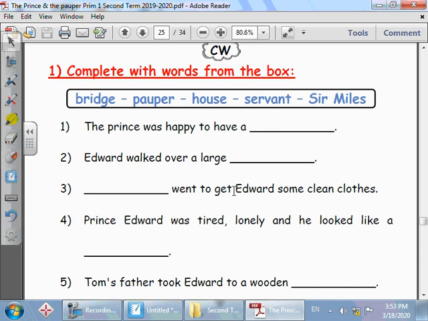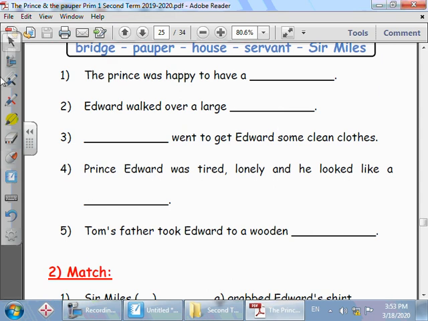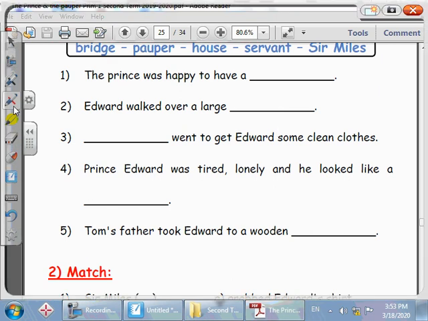Turn the page, complete with words from the box. We have bridge, pauper, house, servant, and Sir Miles. Number 1, we are going to choose from the box and write the correct answer. The prince was happy to have a servant. Excellent. Number 2, Edward walked over a large bridge. Super. Number 3, who went to get Edward some clean cloth? Excellent, Sir Miles.